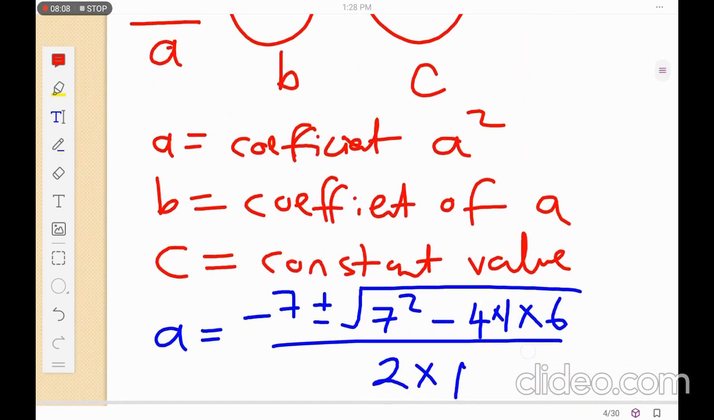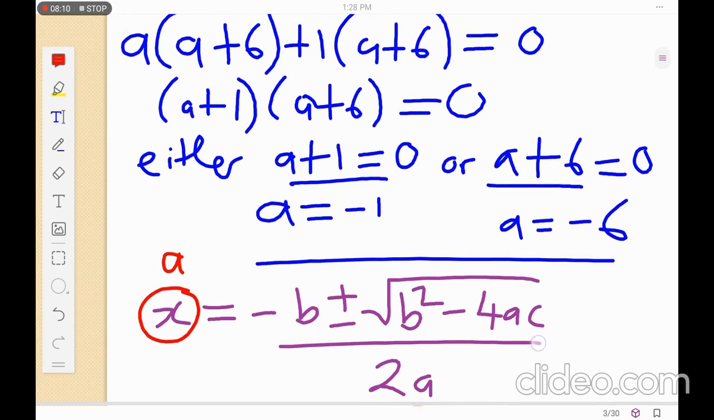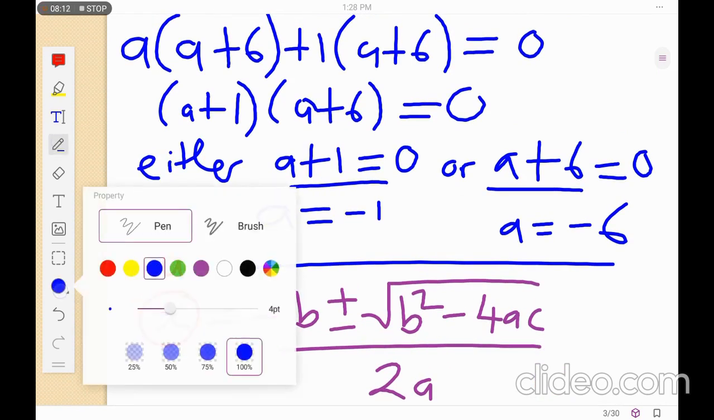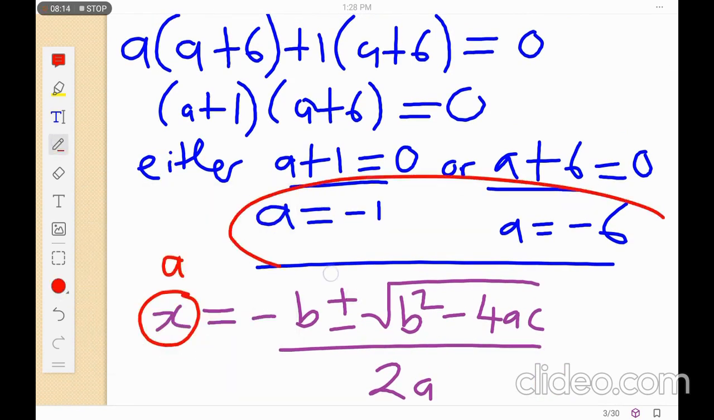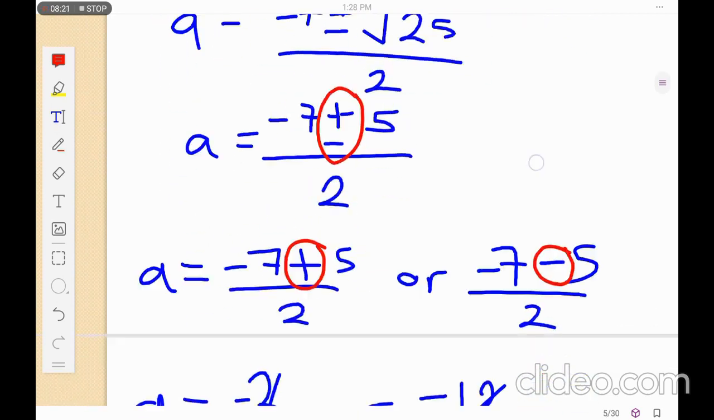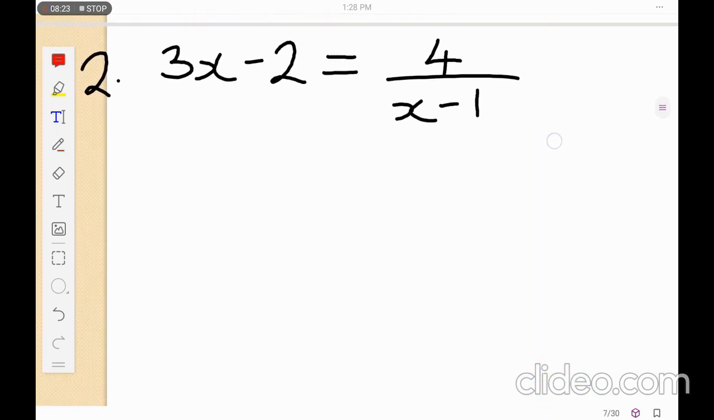Let's check our previous answers there. Again we got the same answers. A is minus 1 and minus 6. So that's how we do it. Let's look at the last example. Okay, the last example, we've got this one.